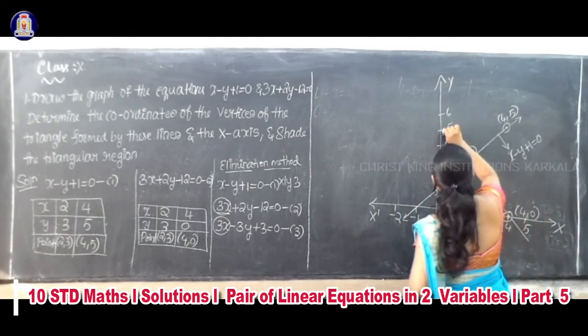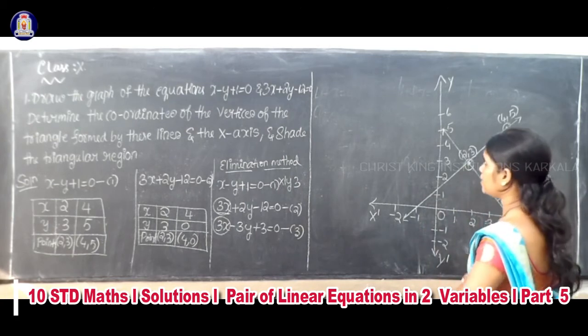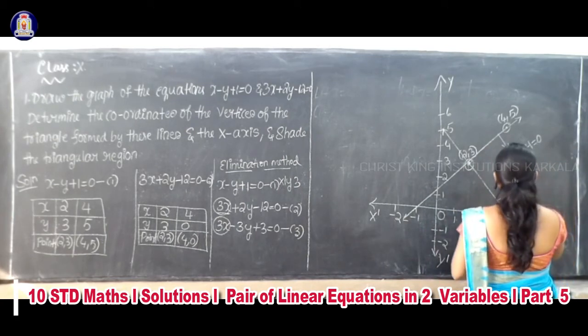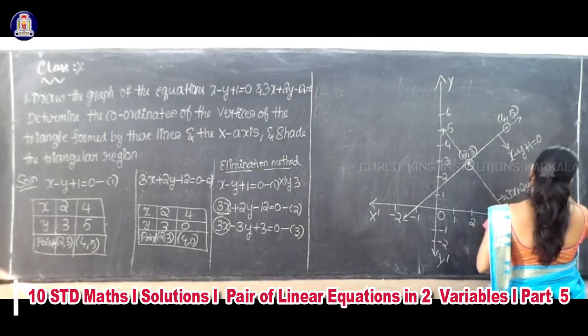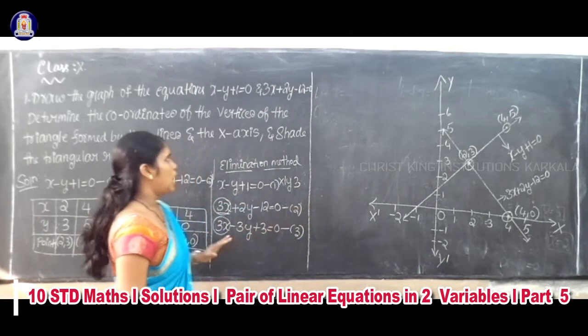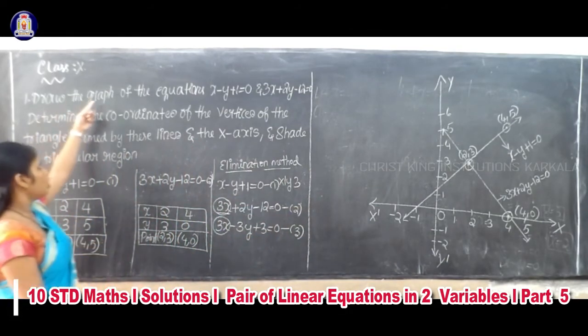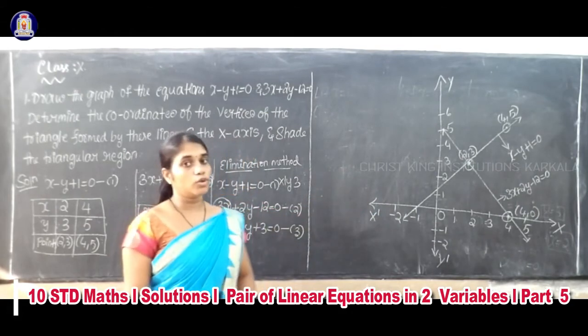So what is the equation of this second line? Equation of this second line is given by 3x plus 2y minus 12 equal to 0. Okay. So this is the answer for the first question, draw the graph of the equation. So here finished. Before that we have to write the scale.